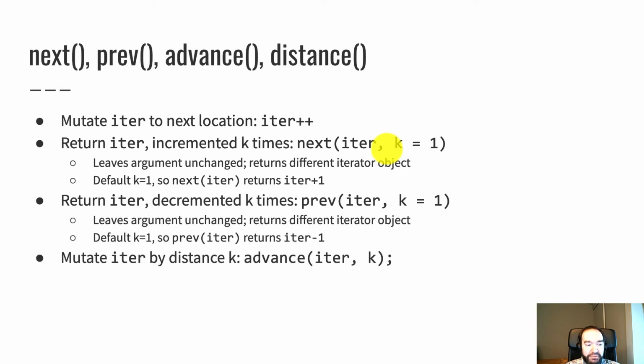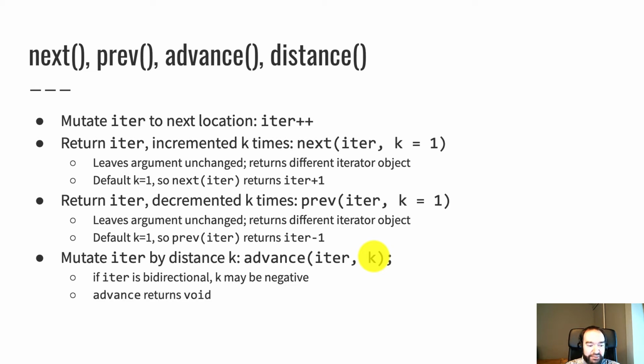And there's a mutating version of these functions called advance. What advance does is you give it an iterator and a distance, which could be positive or negative, and it increments k times if k is positive, or decrements k times if k is negative. Advance only works in the negative direction if iter is a bidirectional iterator, as you would expect. And it returns void, because what advance does is it mutates the iter, it changes it.